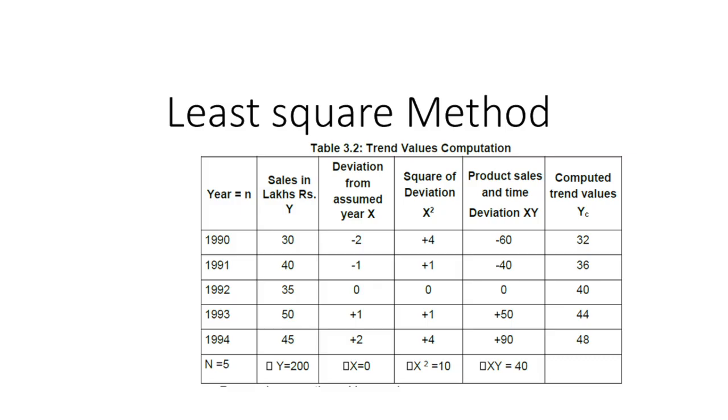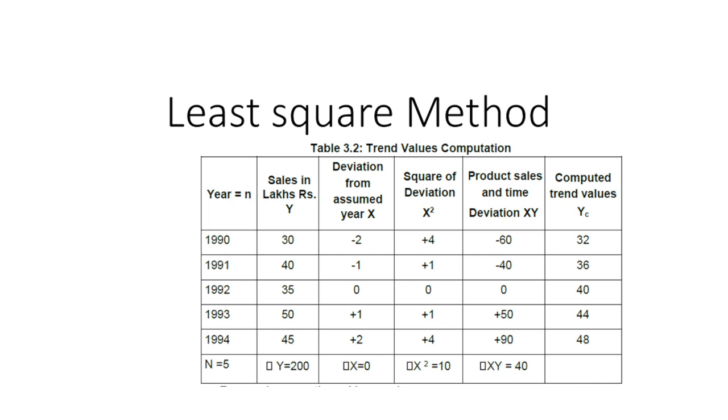It goes from 30, 40, 35, 50 and 45. From this time series we can find out that these ups and downs, the turning points, are changing. The total number of years is n, the summation of y, the total sale, is equal to 200, and then the deviation from the assumed year. Here an odd number of years is given.